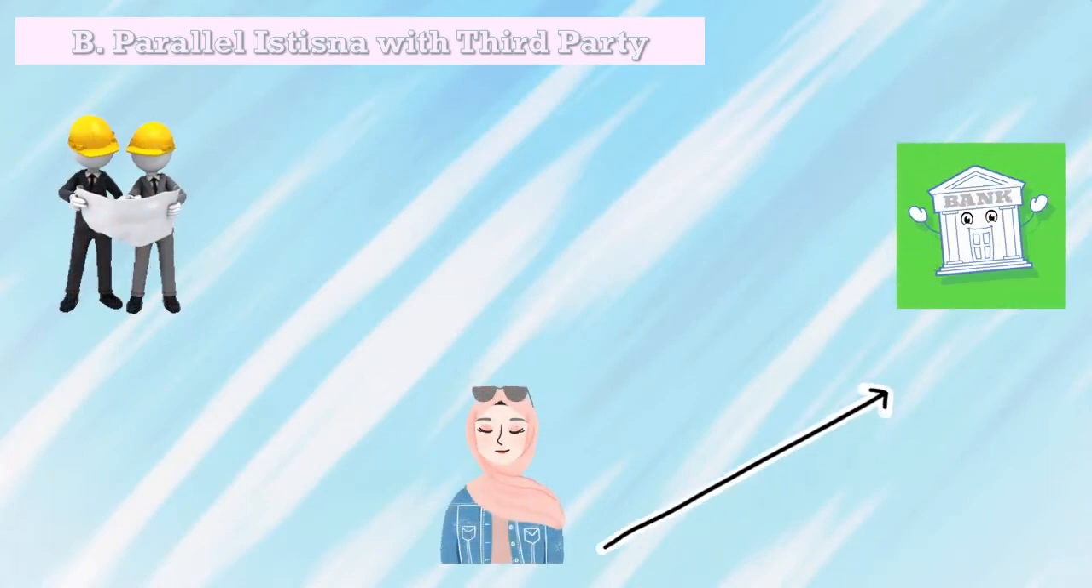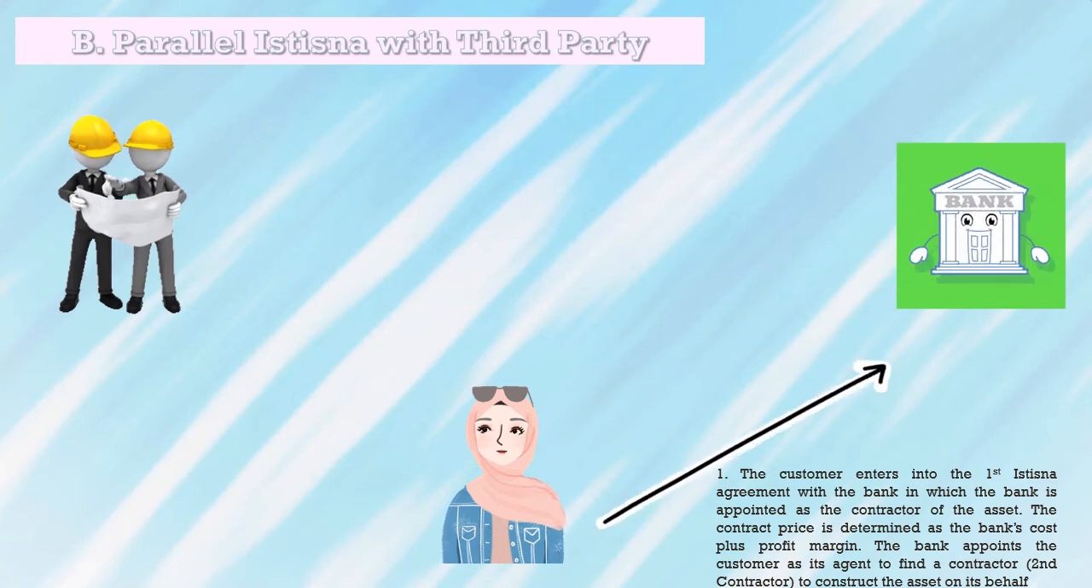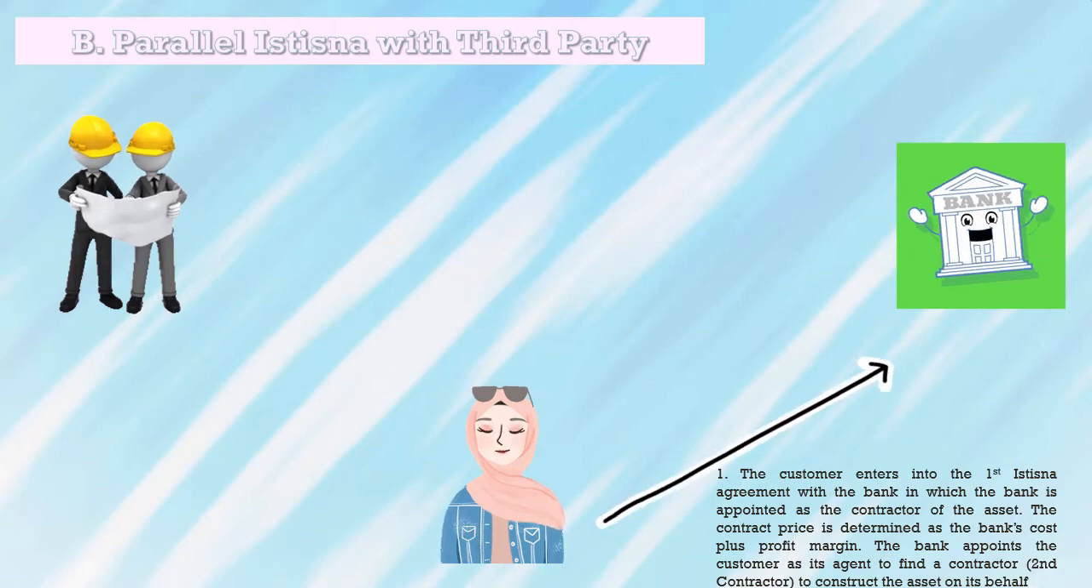So, we continue to the next one, which is parallel istisna with third party. The first step is the customer will enter into the first istisna agreement with the bank, in which the bank is appointed as the contractor of the asset. The contract price is determined as the bank's cost plus profit margin. Then, the bank will appoint the customer as its agent to find a contractor, which is the second contractor, to construct the asset on its behalf.